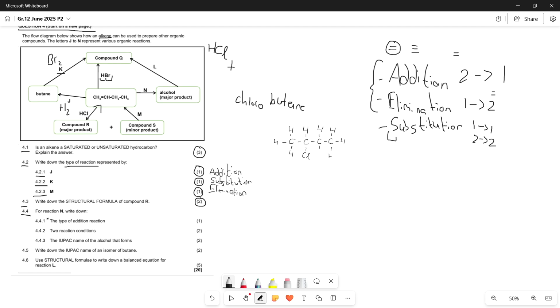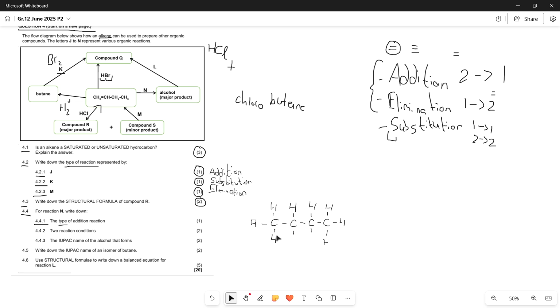And then 4.4 says for reaction N over here, write down 4.4.1, the type of addition reaction. Okay, so they want the specific type of addition reaction, meaning we cannot just use one of these. It is an addition, we just have to know what type of addition reaction it is. Okay, so we have an alkene, we have something plus something else goes to our alcohol over there.